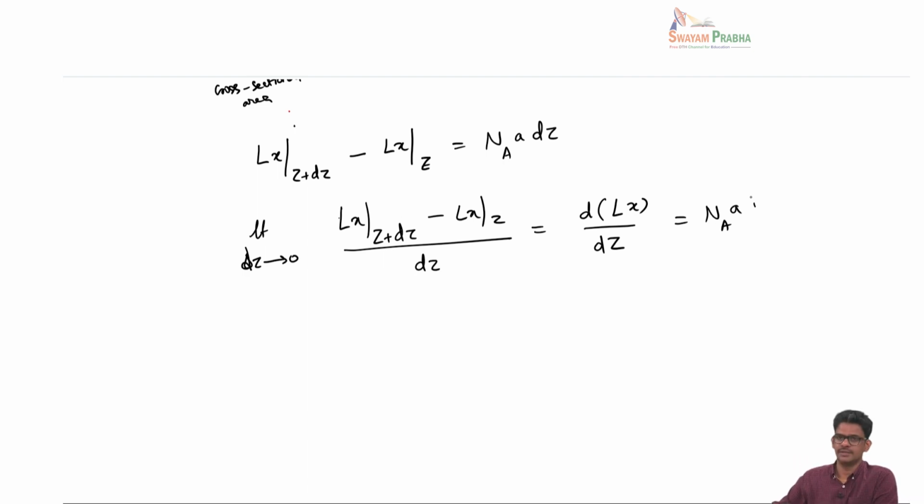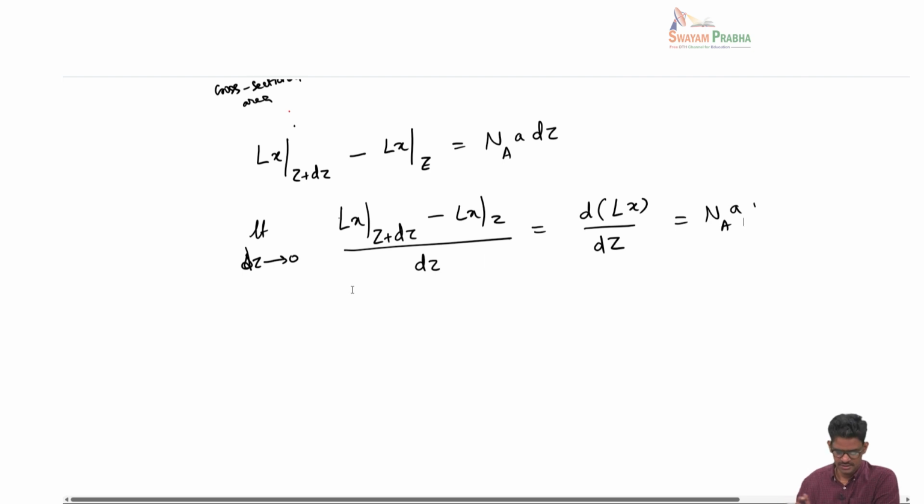So, now we have to write explicitly what is the flux. So, flux N_A is written as Kx into x minus x star.